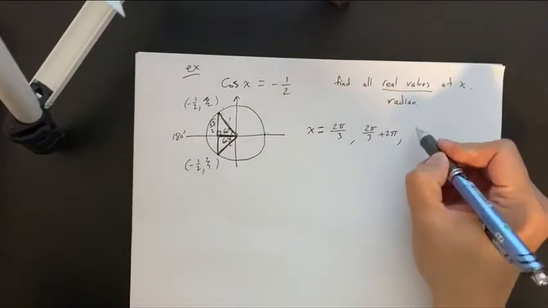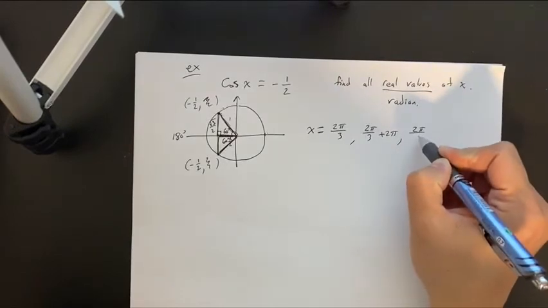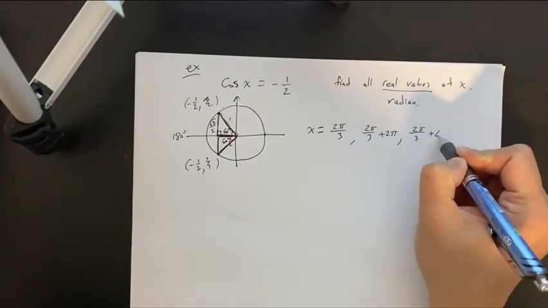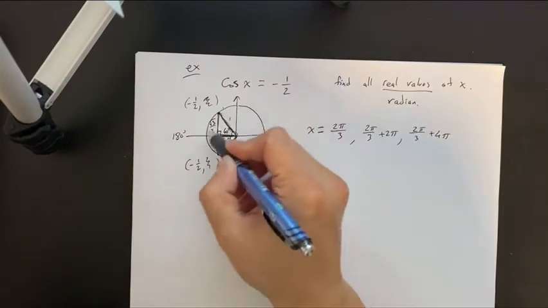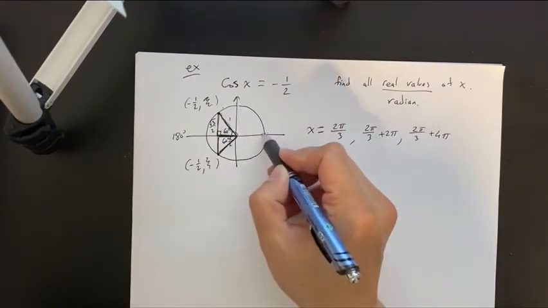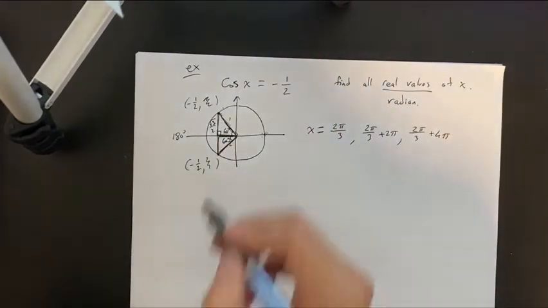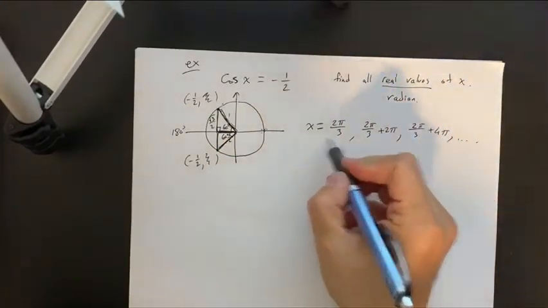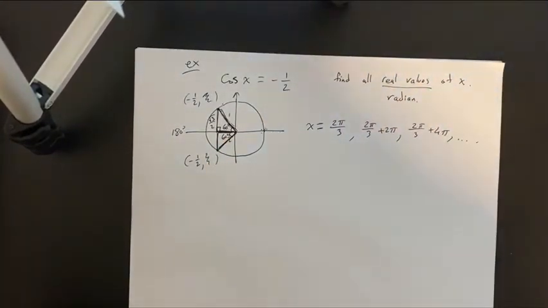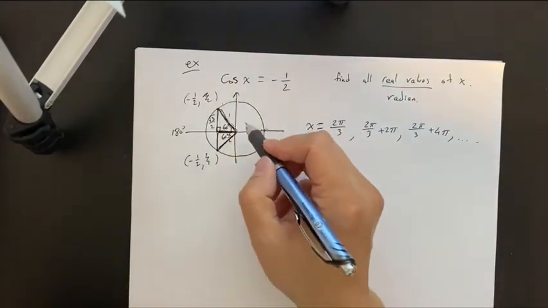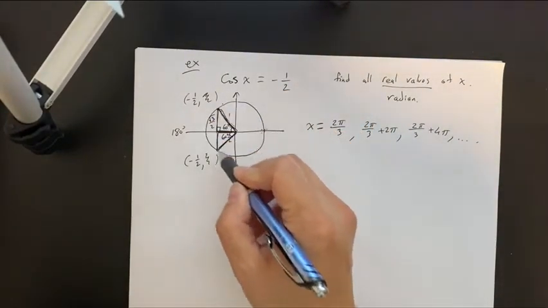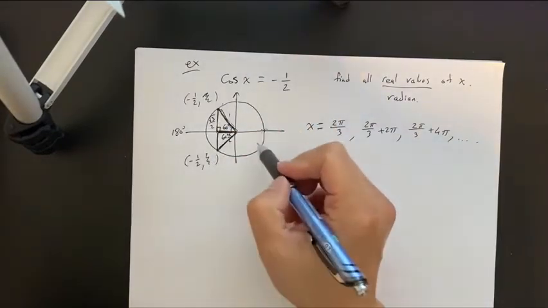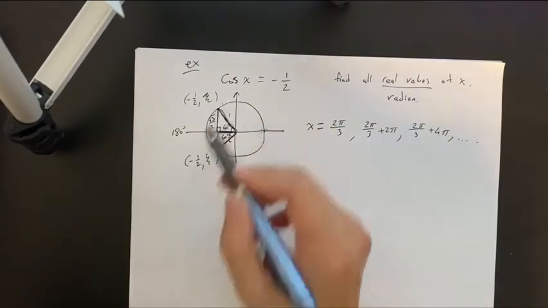Why add 2 pi? You can add 4 pi. And this just means I'm going to go around the circle twice and then go 2 pi over 3. You end up at the same position. And this list keeps on going forever, right? This one position would generate infinitely many values that would give you this same position.